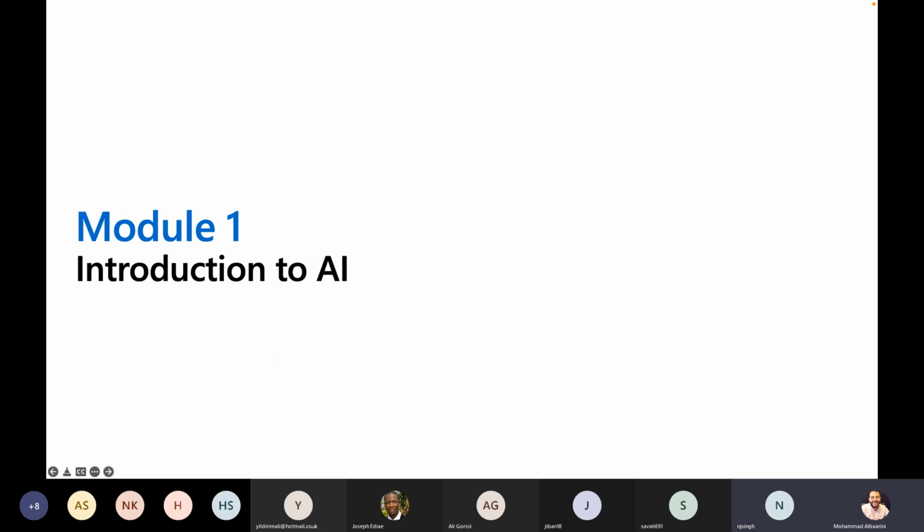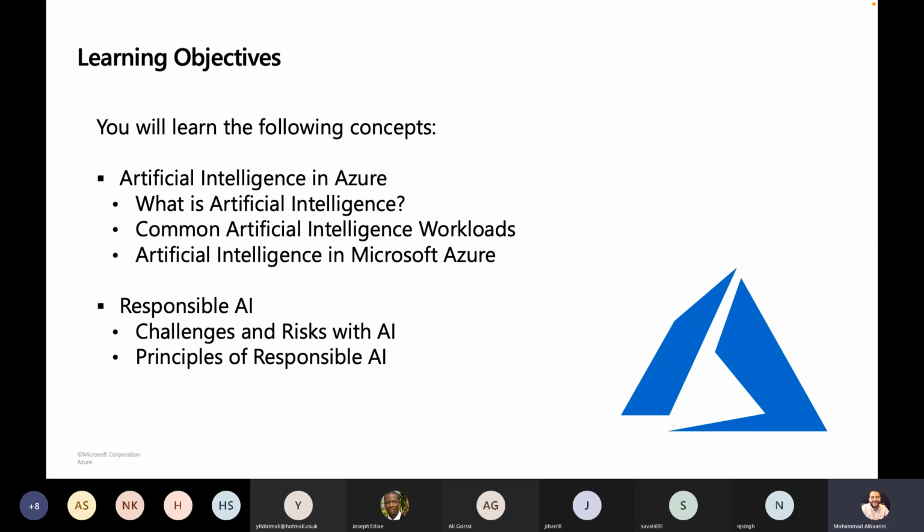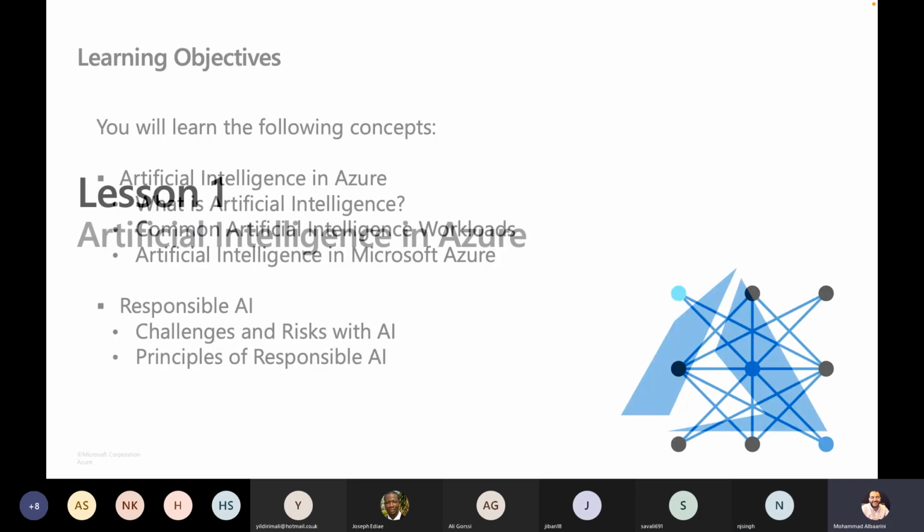So the first module that we have for the AI is an introduction to artificial intelligence. What we'll be learning today is artificial intelligence in Azure, what artificial intelligence is, the common artificial intelligence workloads, and AI in Microsoft Azure. Also, we'll be discussing responsible AI, the challenges and risks with AI, with some examples, and then the principles of responsible AI.